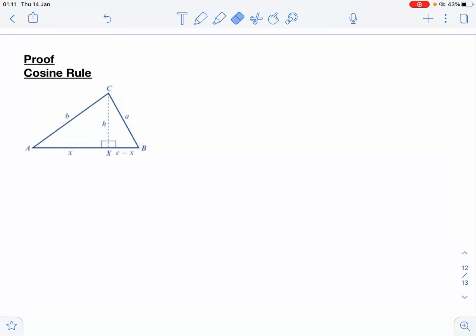Hello everyone, today we're going to look at how to prove the cosine rule. We're going to use our Pythagoras to help us. Remember, Pythagoras is a squared plus b squared equals c squared, and c squared is our longest side. So we're going to split triangle ABC into two right angle triangles.